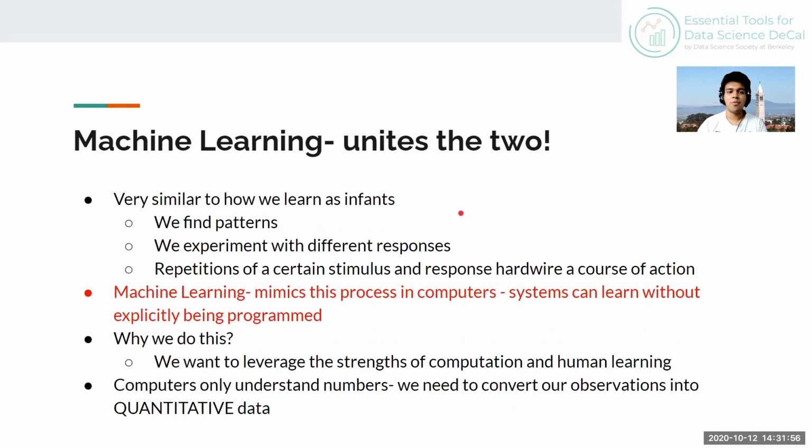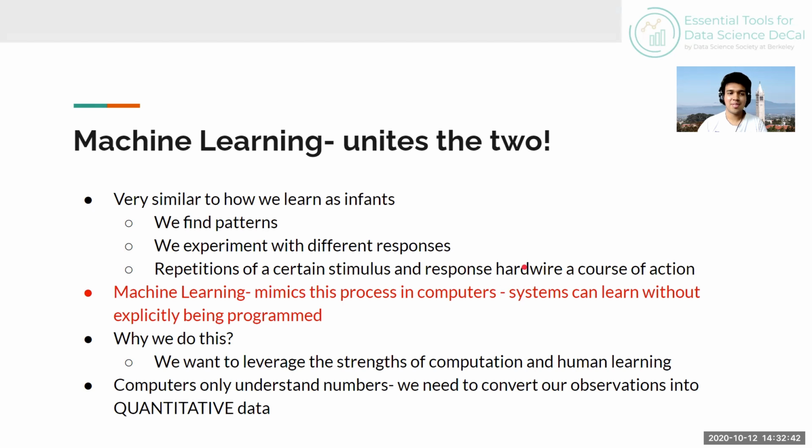So what we aim to do is leverage the strengths of both what computers can do well as well as what humans can do well. The primary motivation behind machine learning is actually similar to how humans learn as infants. We find patterns in our surroundings and we experiment with different responses. For example, a pattern that I might find is that there's tea served every day in the evening. And the different response I could try out as an infant is putting my finger in a cup of hot tea, which would not really end well because I will feel pain and I'll withdraw my finger. That goes on to a third point, which is that the repetition of a certain stimulus and response hardwires a course of action.